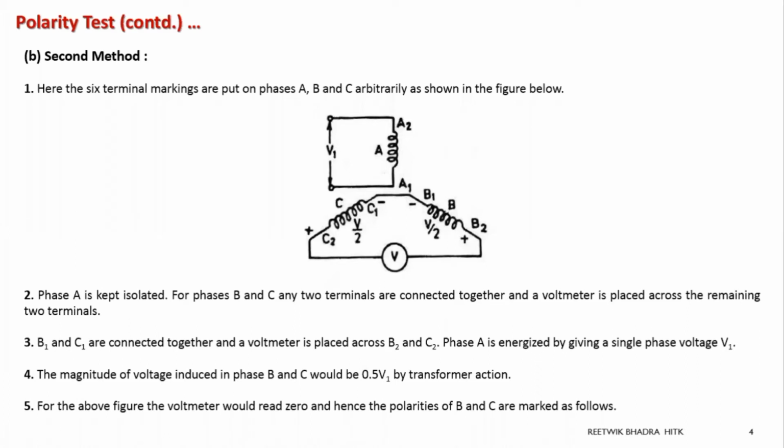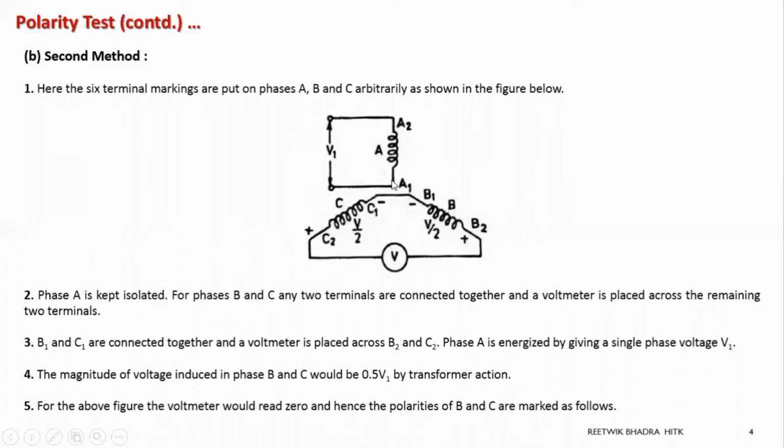This is a test to understand the polarity of your induction motor stator windings. Now the next method: from this diagram you can see that the A phase is completely isolated. First, we'll follow the steps. We'll mark A, B and C arbitrarily. Wherever you want to mark A2, A1, you mark it accordingly. This is A2, this is A1, this is B2, B1, this is C2, C1, you mark it arbitrarily. So six terminal markings are done for A, B and C: 1, 2, 3, 4, 5, 6.